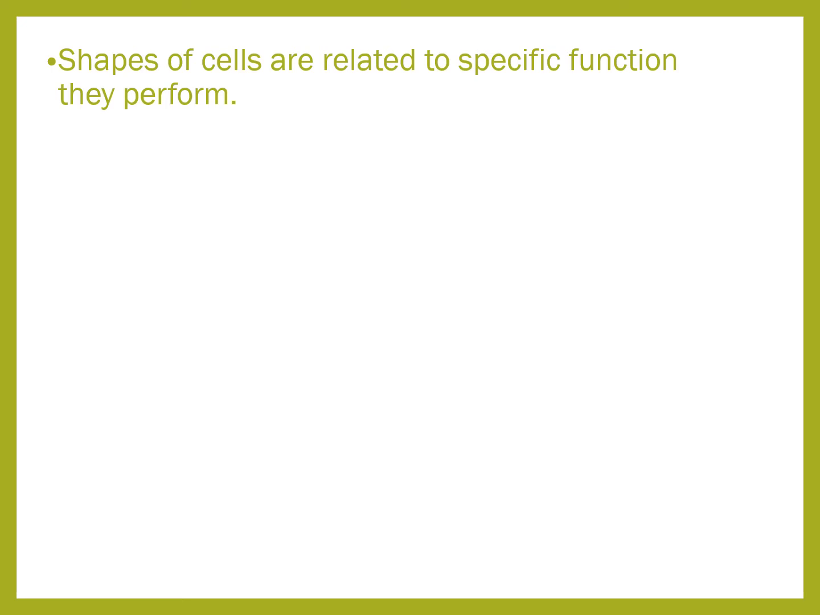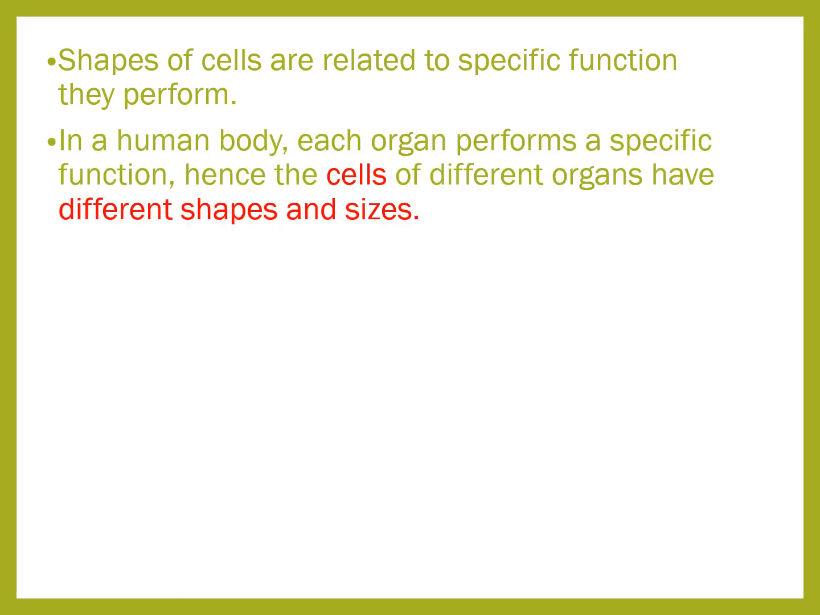Now the nerve cell was long. So why is it long? It is in the brain, right? Nerve cells originate from the brain and then they have to send signals to different parts of the body. Therefore, they are long. In the human body, each organ performs a specific function. Hence, the cells of different organs have different shapes and sizes.